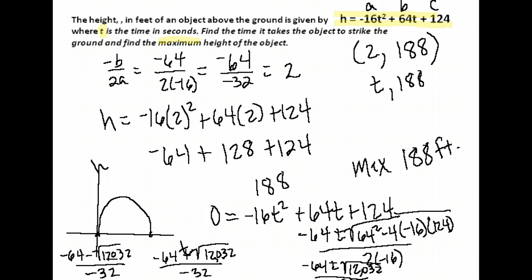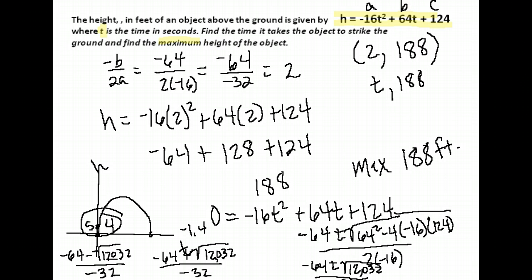Okay, so I'm going to go ahead and do negative 64 minus the square root of 12,032 divided by negative 32. And I get, for this first one, 5.4 seconds, which means the other one's probably not going to be a valid answer. Negative 64 plus the square root of 12,032 divided by negative 32 gives us a negative answer, and we can't have a negative amount of time.